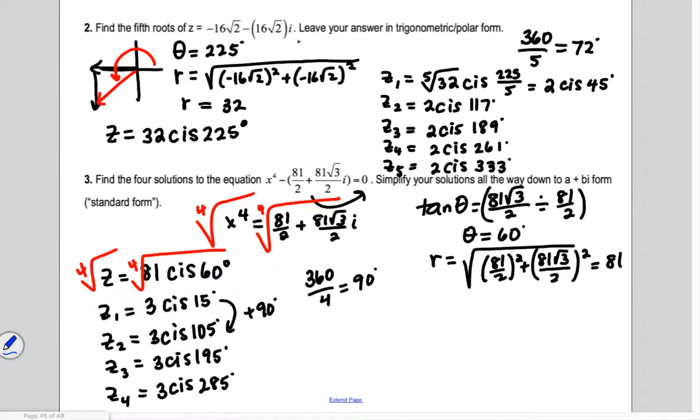Okay, all of these before said leave your answer in trig or polar form. Look here. Simplify your solutions all the way down to this. So mean of me.